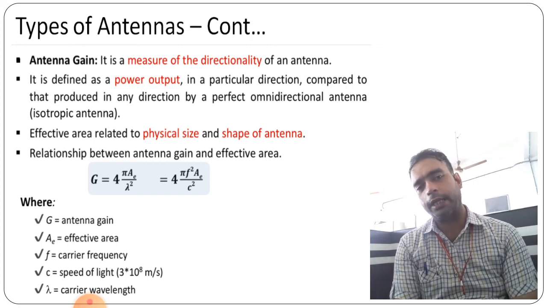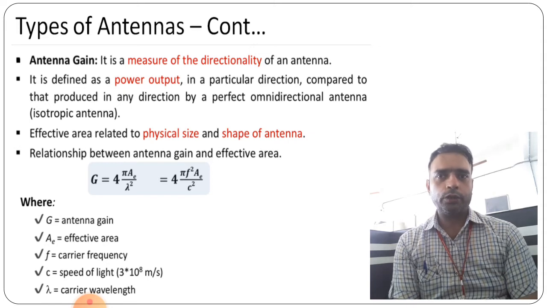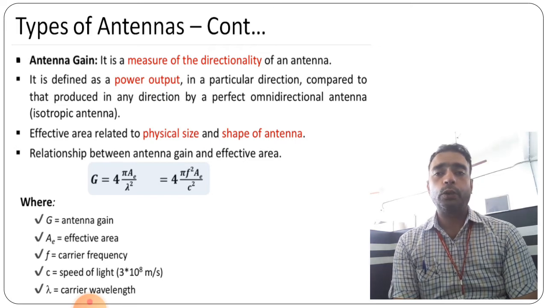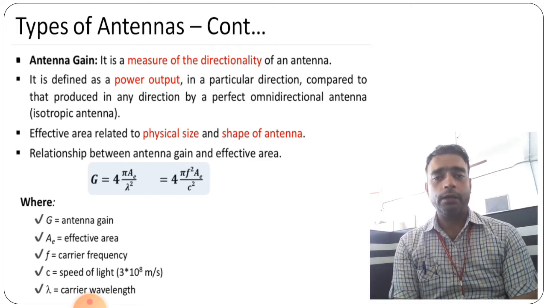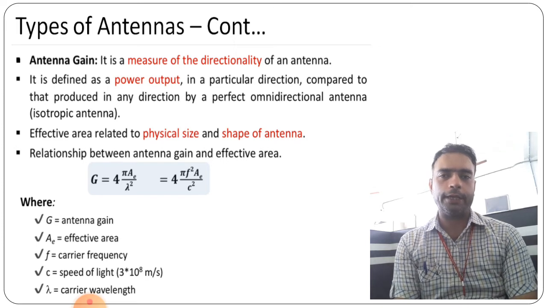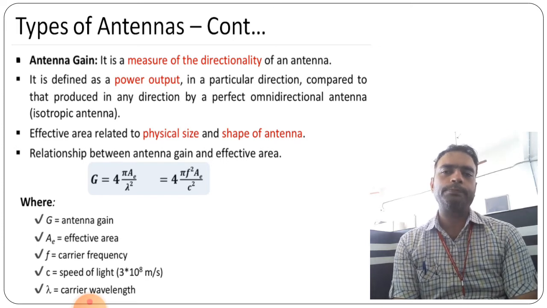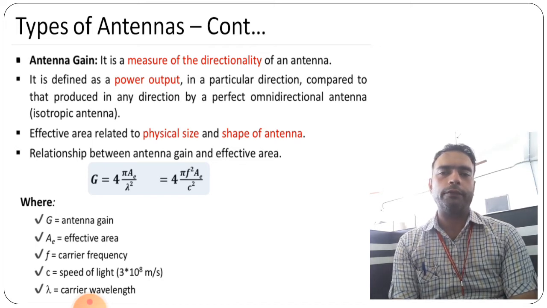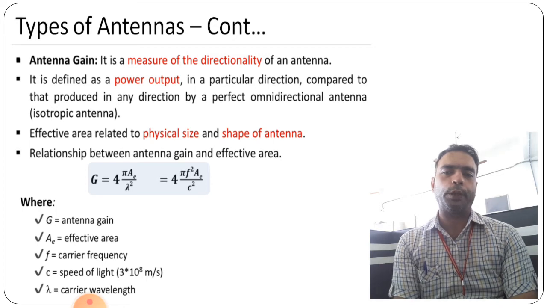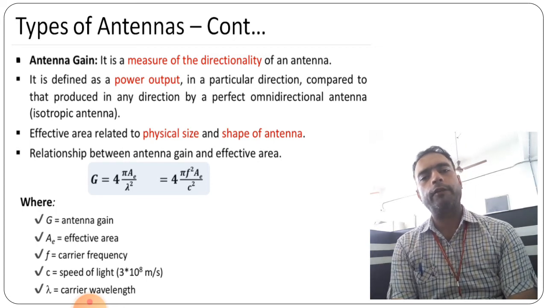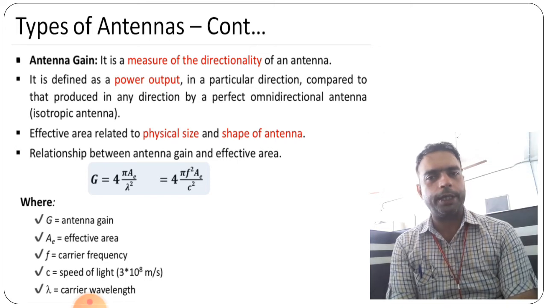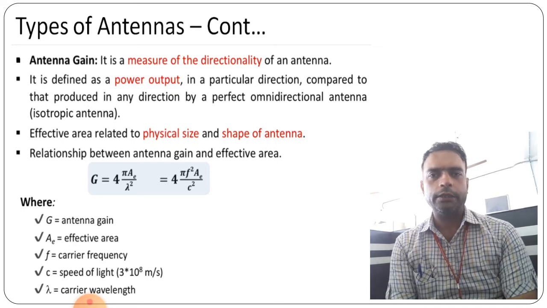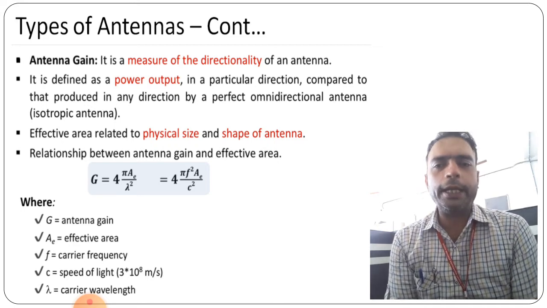It is the measure of directionality of an antenna, right? So it is defined as the power output in a particular direction compared to that produced in any direction by a perfect omnidirectional antenna, we can say. So we have to compare that particular power output in a particular direction with that produced by a perfect omnidirectional antenna. When we compare these two, the isotropic antenna and any antenna, then we get this antenna gain.